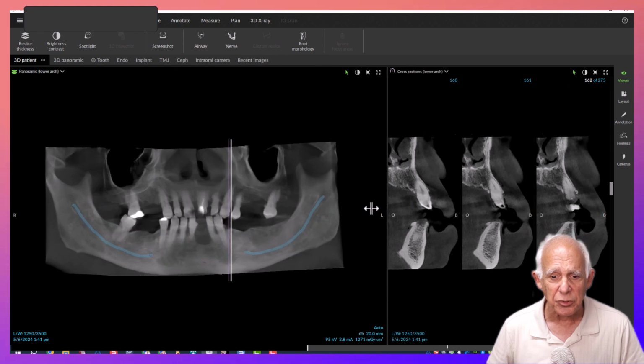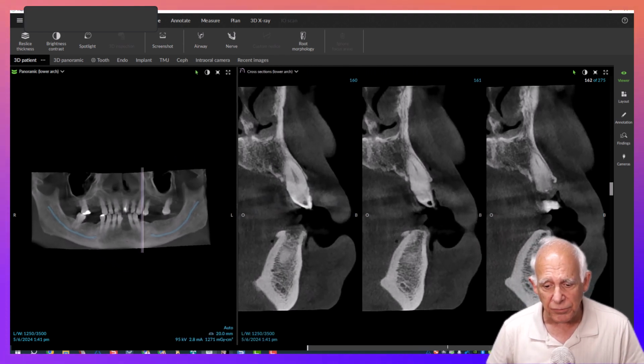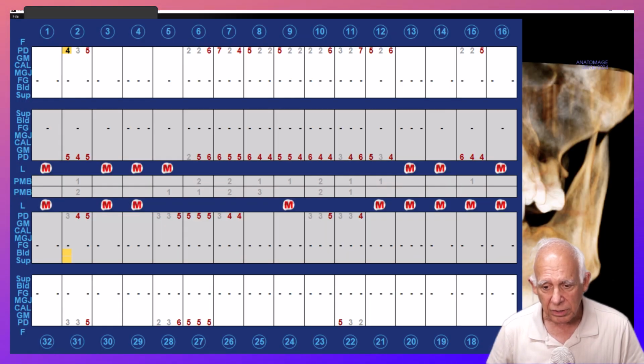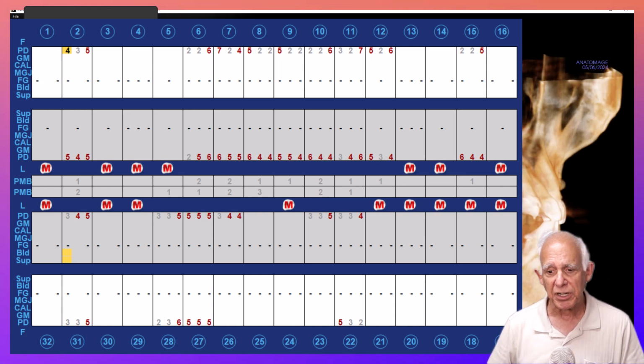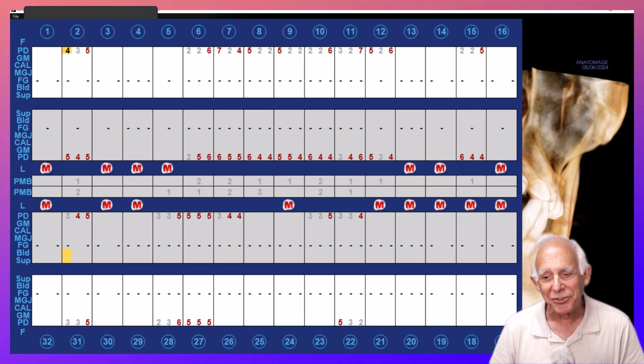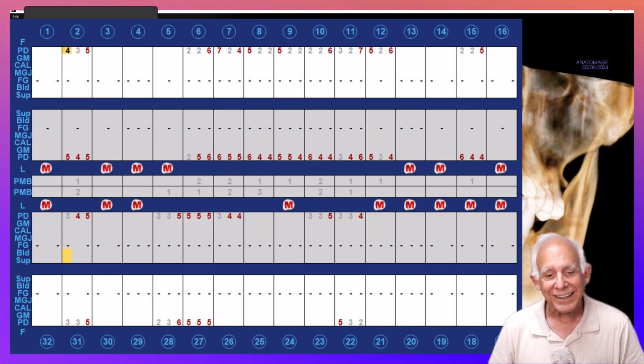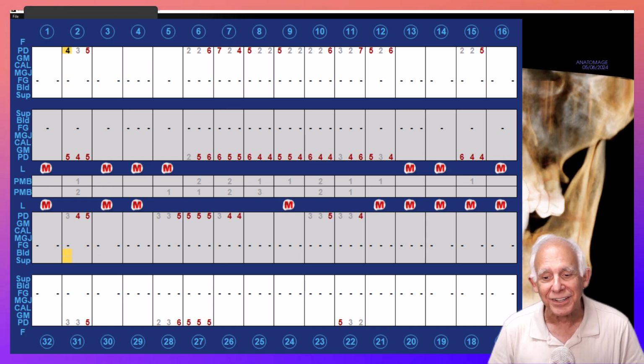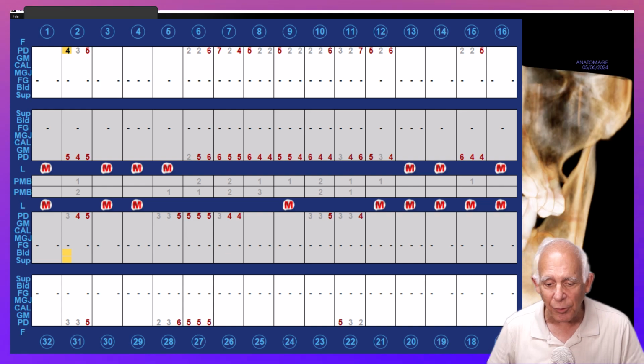Okay, so let's take a look at the case. We'll take a look first at the periodontal chart. As you know, I'm a periodontist. Periodontal chart doesn't look too bad, does it? Patient has not brushed his teeth for 20 years. Take a look at the periodontal chart. Pockets are not 9, 10, 11. They're 4, 5, 6.